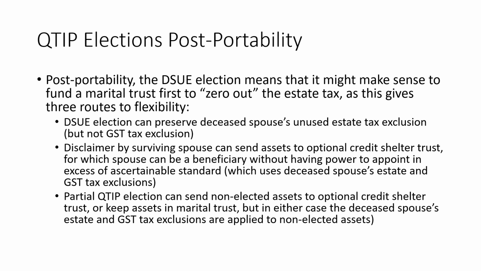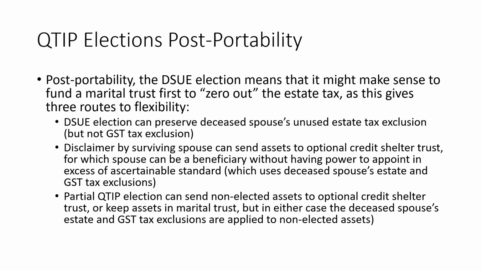One is that you could just simply fully fund the marital trust, make a full QTIP election, and then also make this DSUE election, the portability, to preserve the deceased spouse's unused exclusion. Now, one problem is that that portability election applies only to the estate tax exclusion that's unused and doesn't apply to the GST tax exclusion. So no matter what, the portability election still cannot preserve the GST tax unused exclusion.